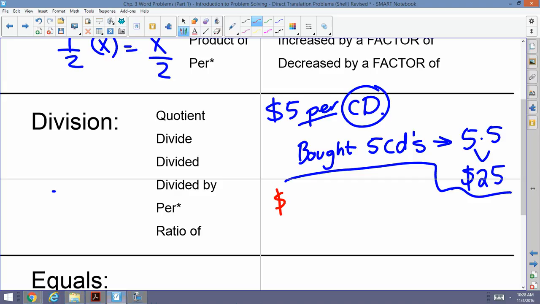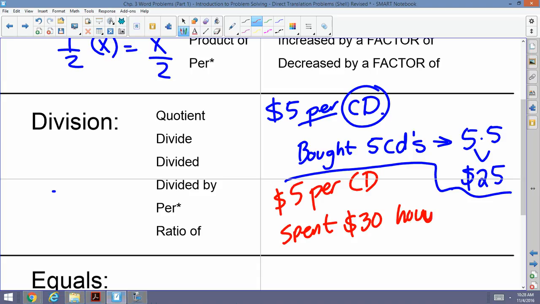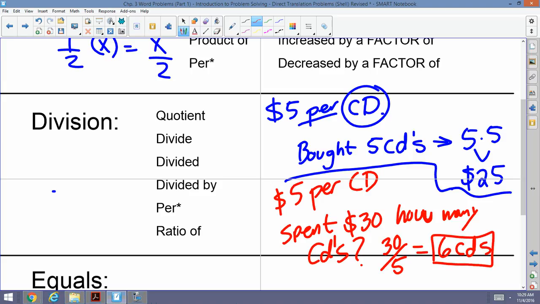Now let's continue with this. It's $5 per CD. Okay? You with me? But you spent $30. How many CDs did you buy? What would you do there? Division. You spent $30 divided by $5 per CD. You bought 6 CDs. Does that make sense?